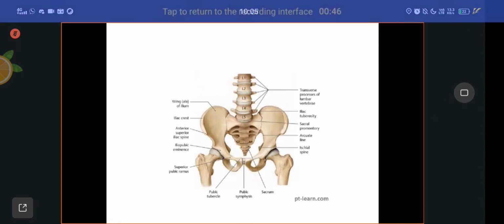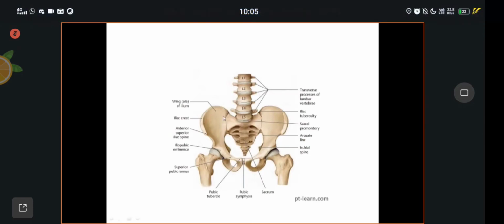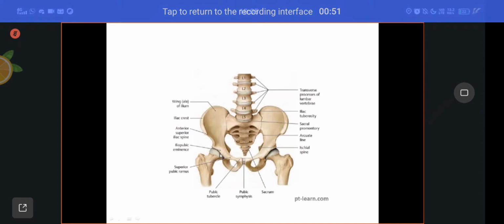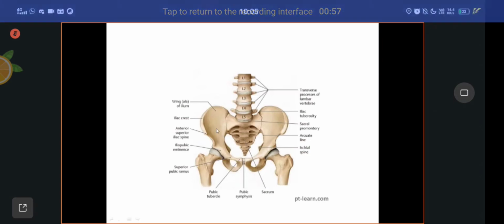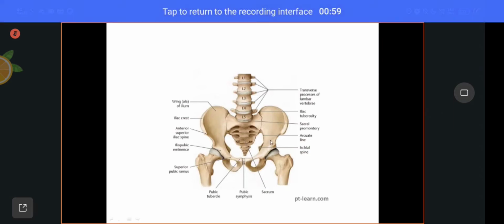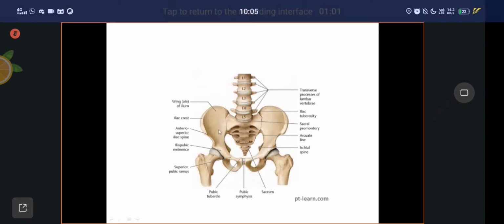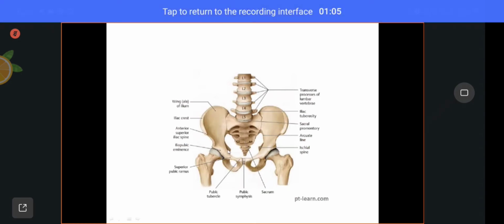So you can see here this hip bone. This is one side hip bone, and this is the sacrum. The two hip bones and the sacrum form the pelvis. And in this pelvis, you have the false pelvis and the true pelvis.